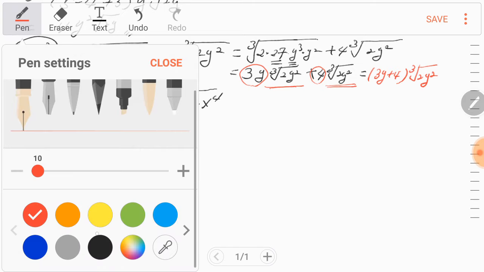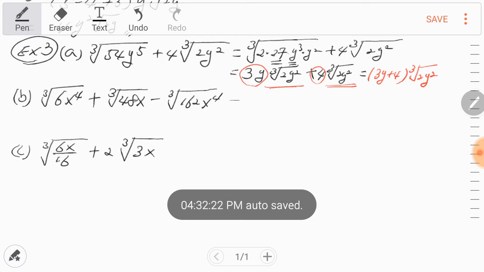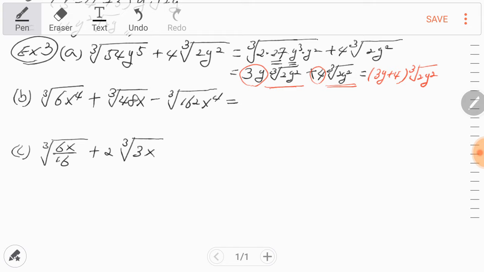Okay, the next one is, okay, this is also a cube root. So then let's change the radical as a product of some cubes. Okay, 6 is just 6. x to the 4th power is x cubed times x. Plus cube root of, okay, 48 is 2 times 24, and 6 times 8, right? 6 times 8. And then the cube root of 8 is 2.